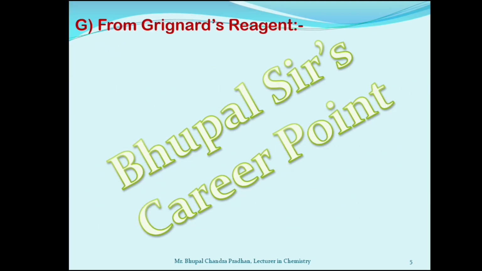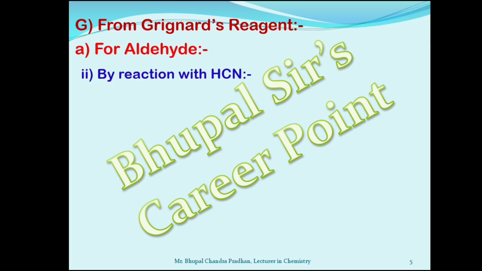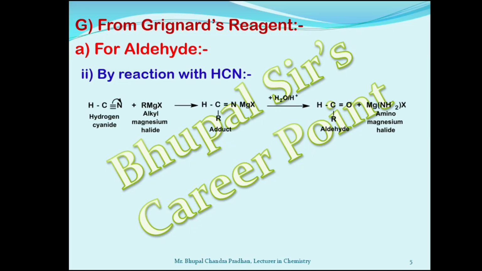Now, how is aldehyde prepared from Grignard reagent by reaction with HCN? Whenever HCN adds with Grignard reagent, what happens? In case of HCN, the nitrogen is partially negative and the carbon is partially positive due to more electronegativity of nitrogen. In case of Grignard reagent, magnesium is partially positive, alkyl is partially negative. Thus, an additional product or adduct is formed. The adduct thus formed on hydrolysis in the presence of an acid gives corresponding aldehyde.